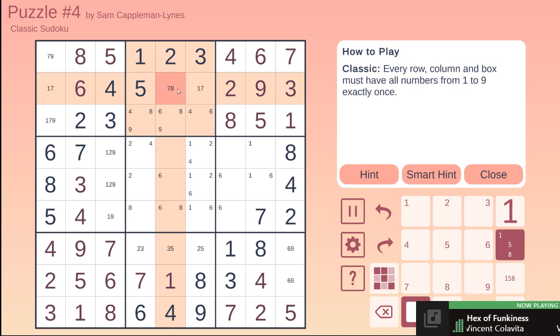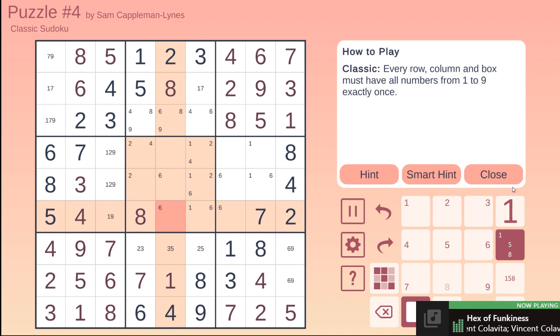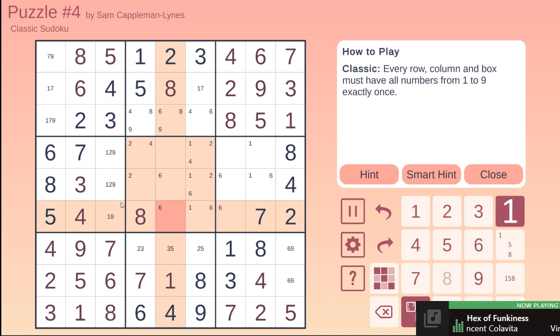Well, this can't be a 7 because this is a 1, 7 pair. So this has to be an 8. Thus making this an 8. And this is definitely not an 8. That's all the 8s filled out. And that's our first digit in the middle box. Wow. That actually took a while to get one in there.